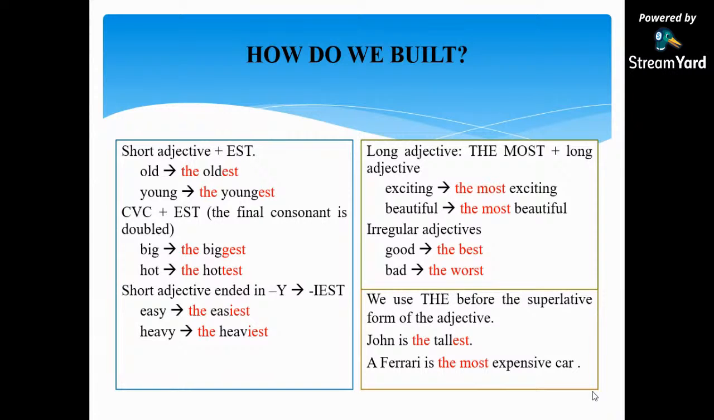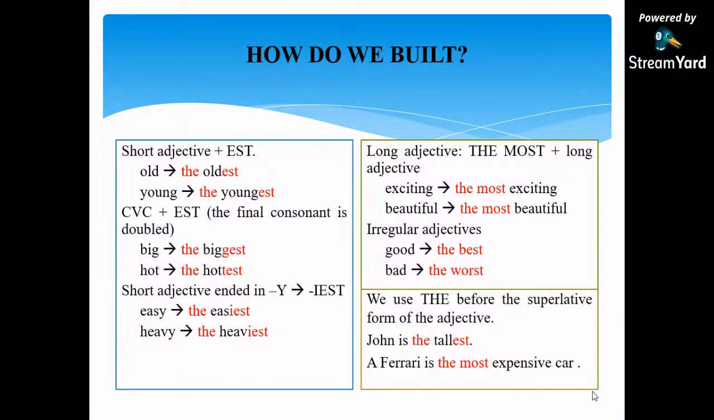For example, in short adjectives, we tend to use -est at the end of the adjective. For example, old will be the oldest. Young will be the youngest. Then we have the same rule. Every time that we have any adjective that ends with consonant, vowel, consonant, we're going to add the -est ending, but the final consonant is doubled. It is the same rule that applies for comparatives. For example, big will be the biggest with double G, and hot will be the hottest with double T.